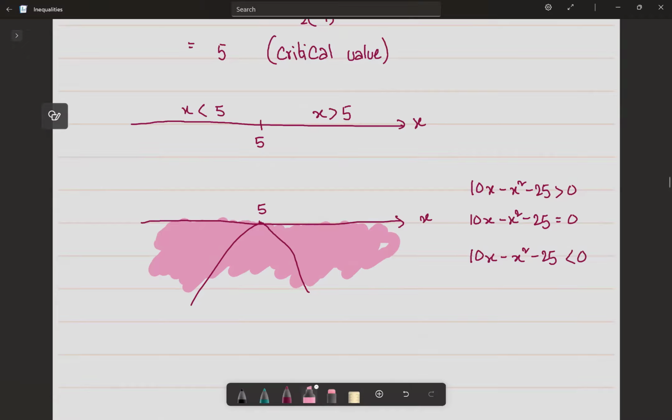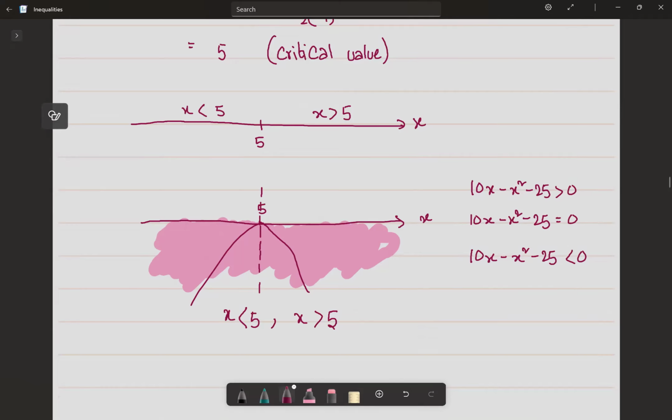Now I know that this point 5 is dividing my region into 2 parts. What are those two parts that my region is being divided into? One is x less than 5 for this part, and for this part I have x more than 5. So this is my answer.